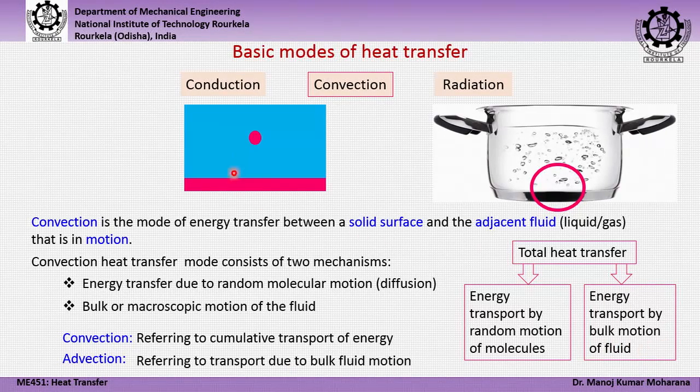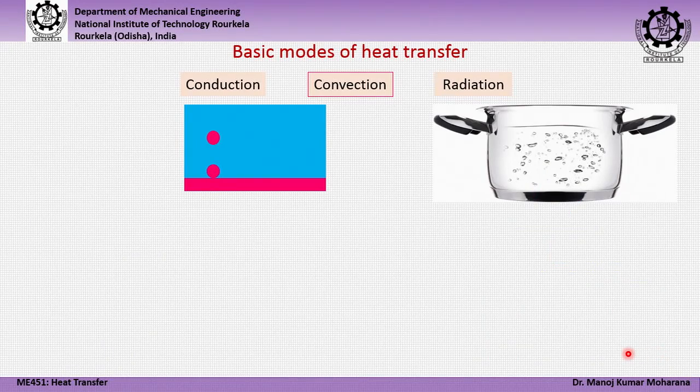That means, the fluid which is moving away from the surface carries some amount of energy, that we call as the advection. So, here in this case we call this convection, whereas this we call advection. That means, convection is nothing but the sum of heat transfer by conduction plus heat transfer by means of advection.